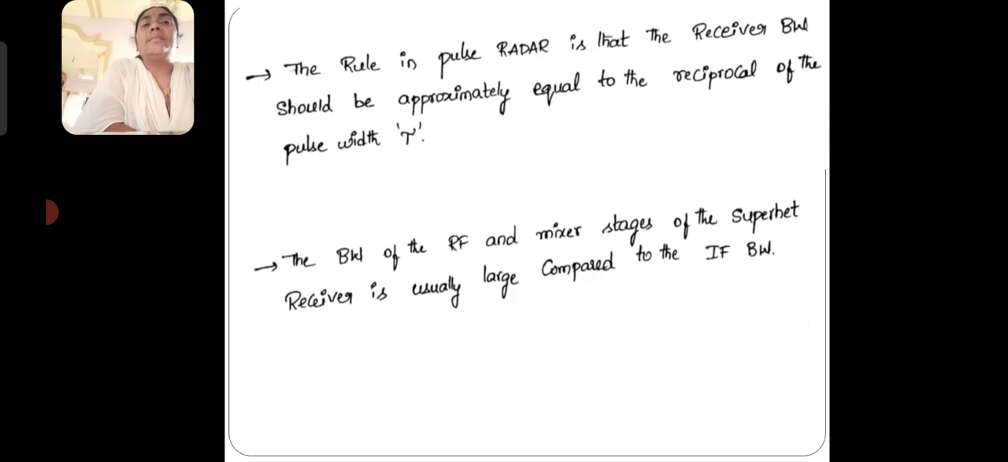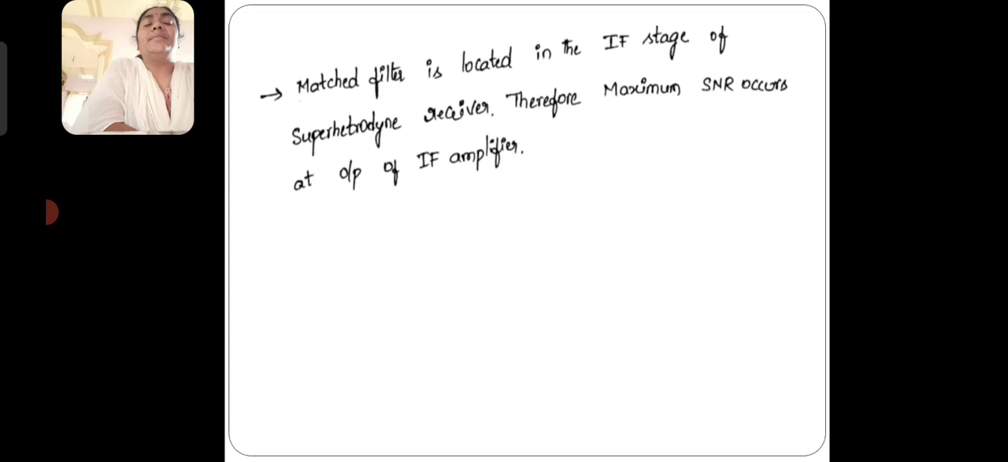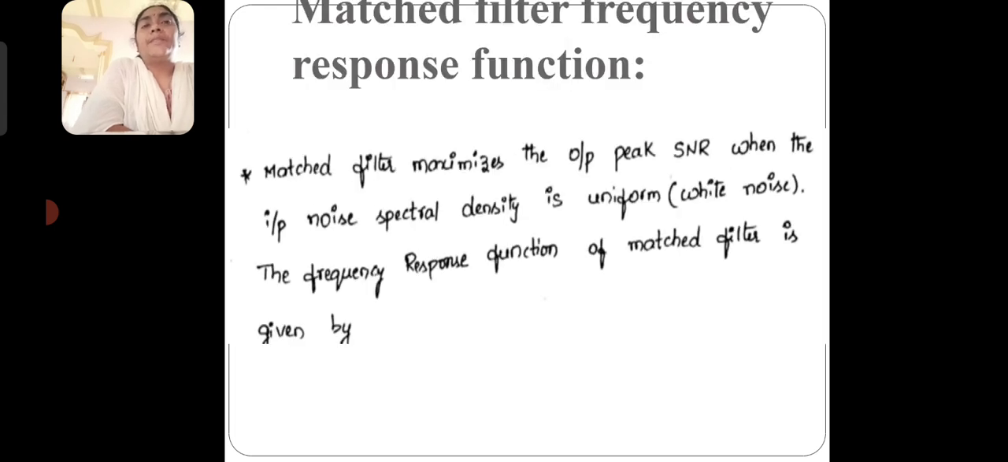The rule in pulse radar is that the receiver bandwidth should be approximately equal to the reciprocal of the pulse width. The bandwidth of the RF and mixer stages of the superheterodyne receiver is usually large compared to the IF bandwidth. The matched filter is located in the IF stage of the superheterodyne receiver. Therefore, we get maximum signal to noise ratio at the output of the IF amplifier. So, now the matched filter frequency response function.